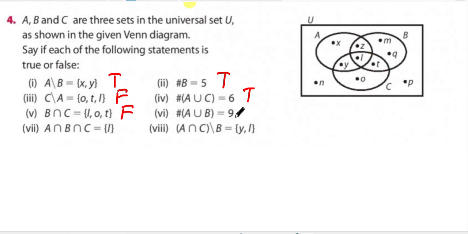Hashtag A union B is 9. Everything in A and B is 9. So let's go for A and B. Here it is. Let's count. I think it's false. I think there's 7 items there, not 9. So we're saying false, are we?